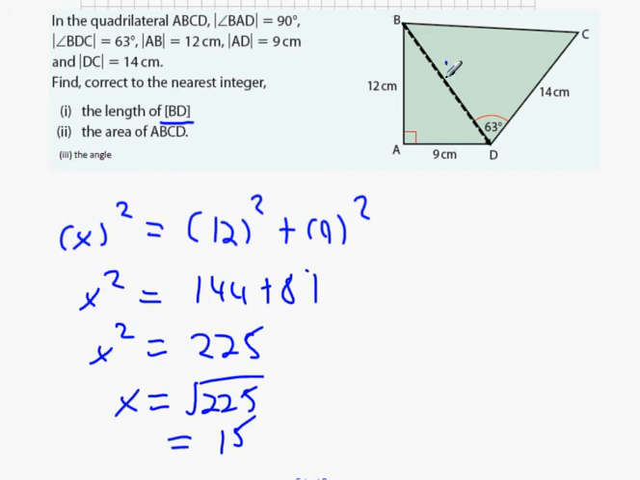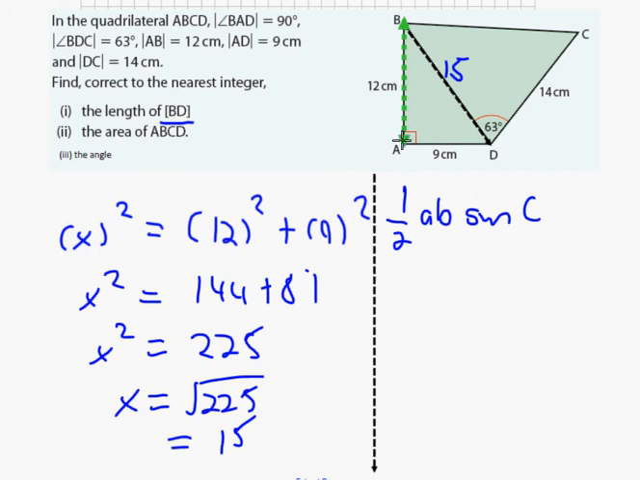Most people got the 15 out, right? To be fair, you're picking up your marks on Pythagoras' theorem quite well. Now, it wants the area of ABCD. Anybody tell me the area formula for a triangle? Half AB sine C. So what about the area of the triangle I'm about to colour in green here? What about the area of this triangle here?